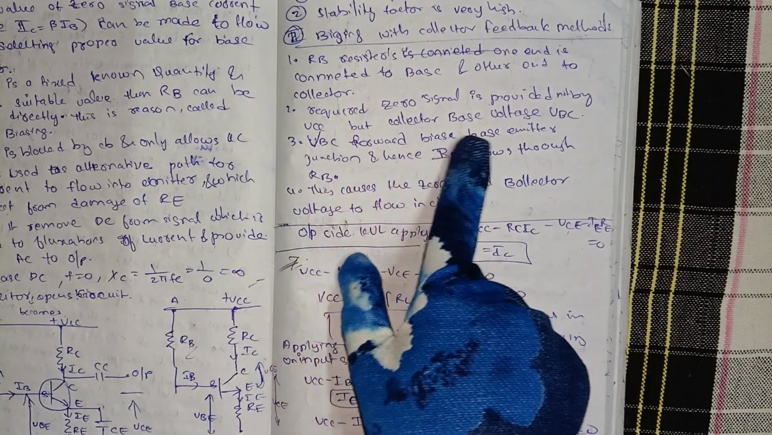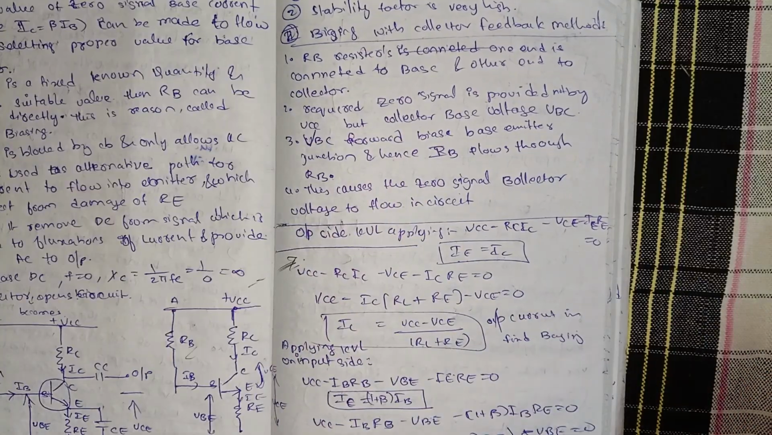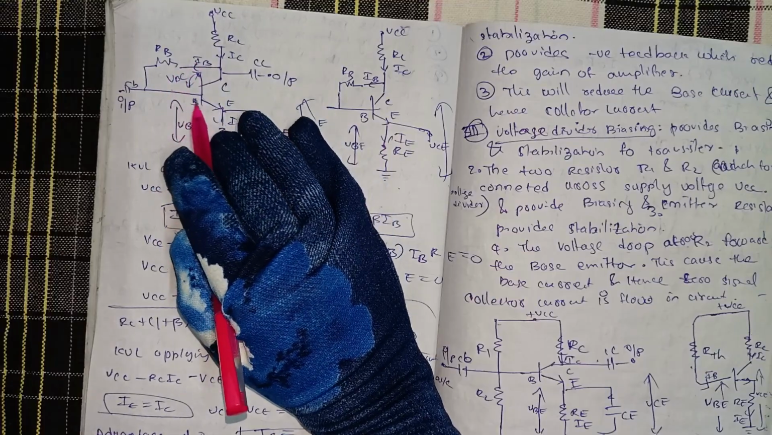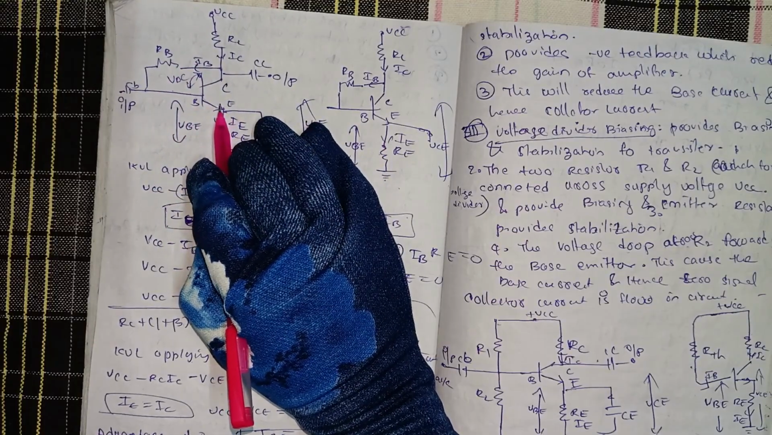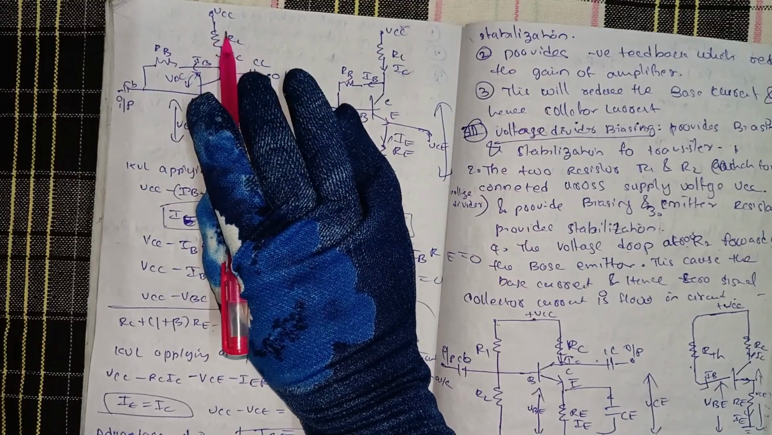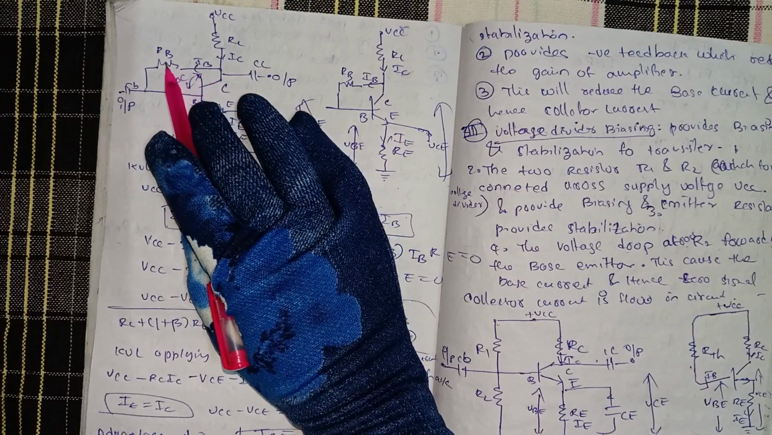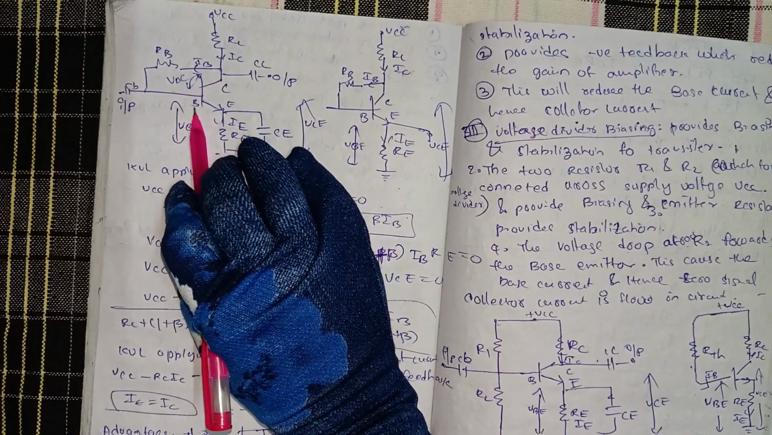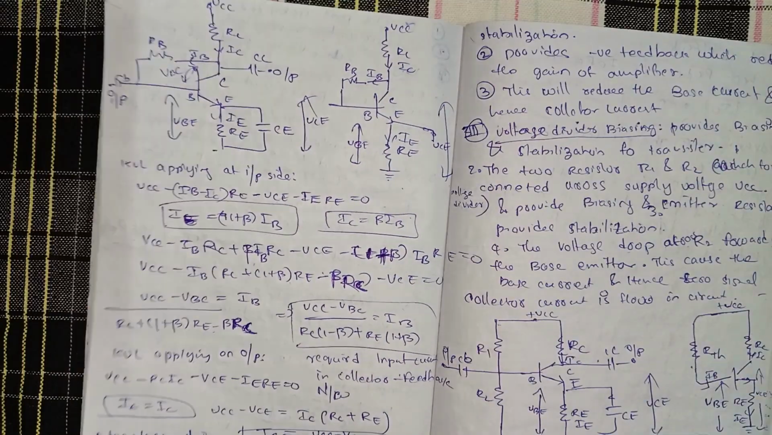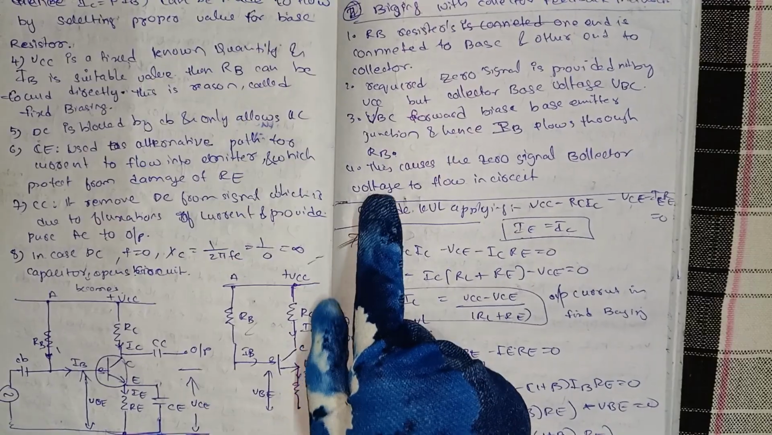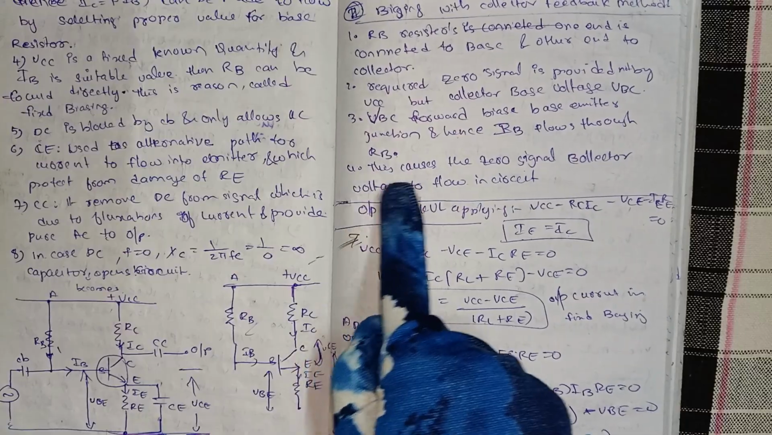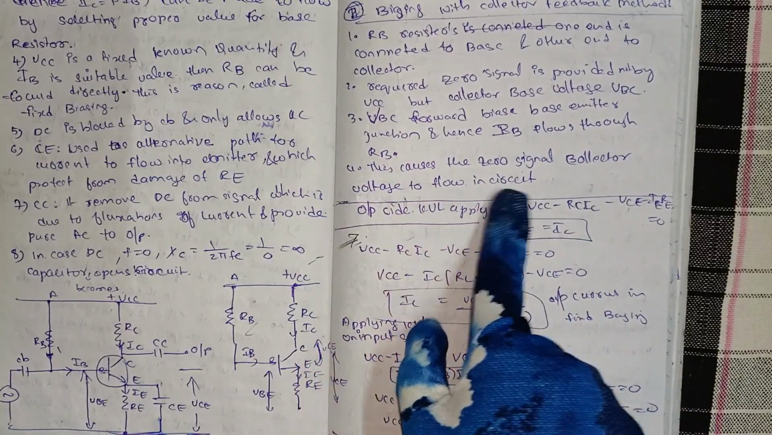The zero signal base current is provided by VBC. This VBC forward biases the base emitter junction, meaning the current flows from the RE resistor to the RB resistor, then to the base, then to the emitter. Hence IB flows through RB. This causes the zero signal collector current to flow in the circuit.